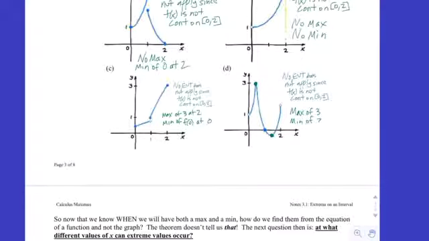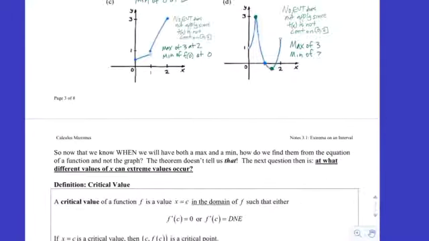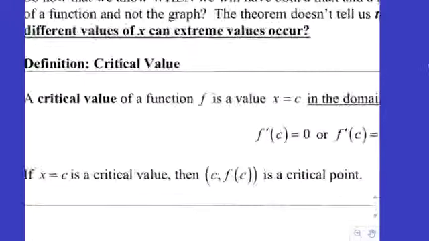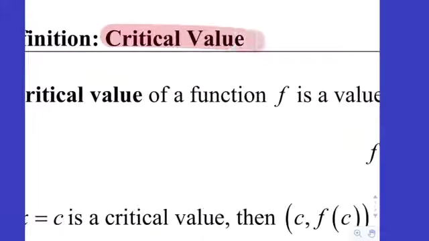All right, so now we know the conditions where we're going to have both the max and min. The guarantee condition, continuous on the closed interval. But now we want to answer the question, okay, where can they occur? At what type of x values? So here's the definition. Very important. We'll be using this the rest of the year. A critical value. Critical means what? Very important, right.